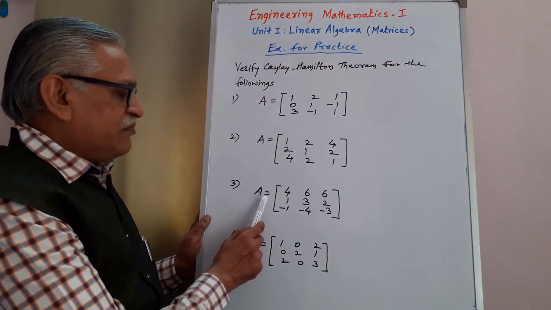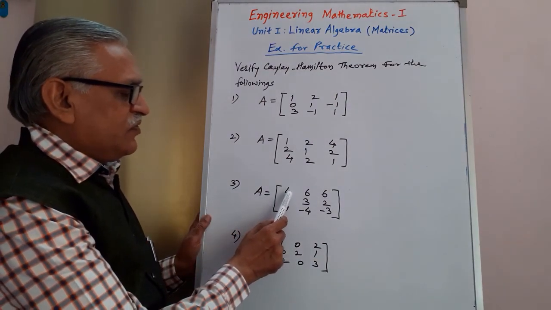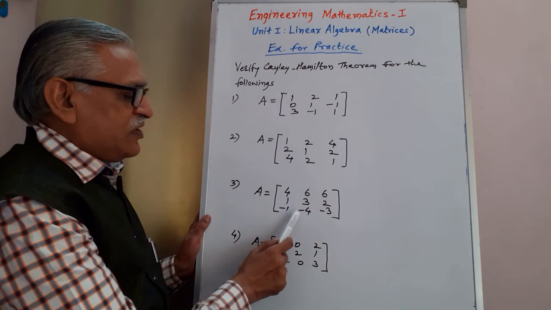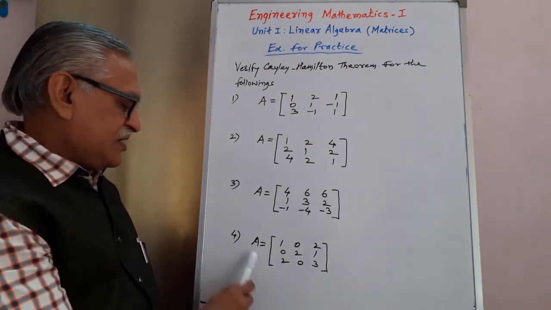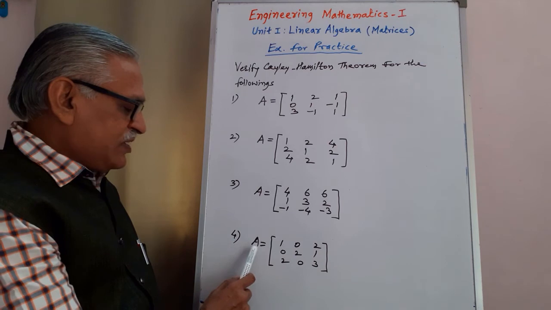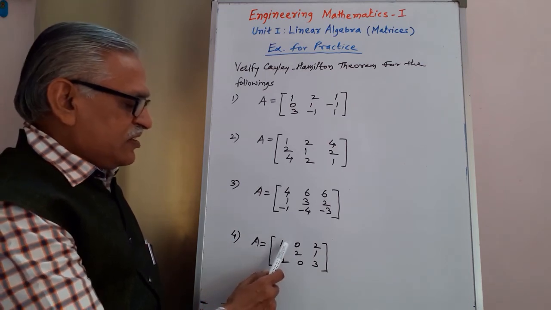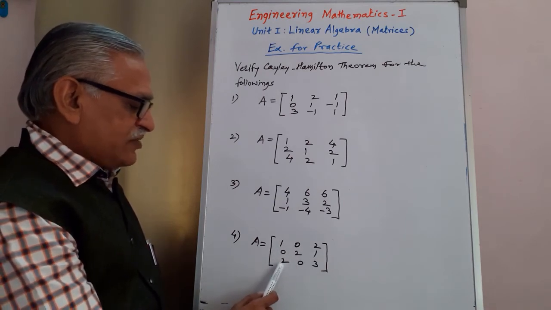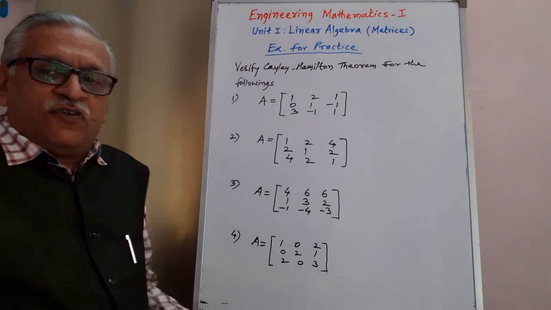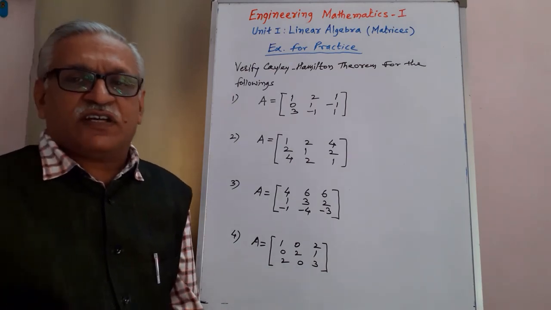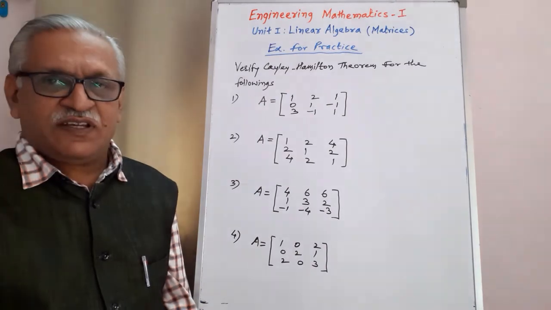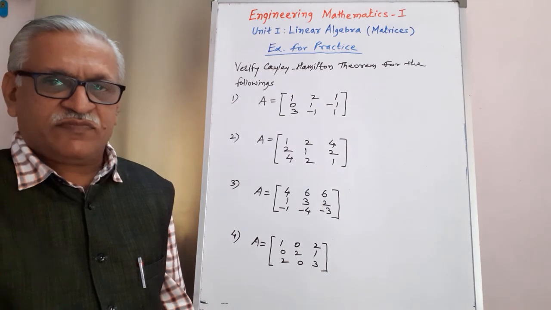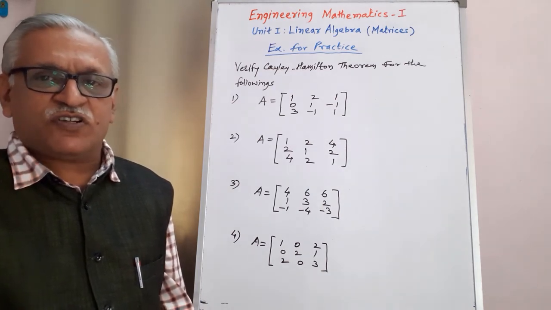Again, a square matrix of order 3 by 3. Third example, matrix A with the elements 4, 6, 6, 1, 3, 2, minus 1, minus 4, minus 3. And last example, fourth example, matrix A with the elements 1, 0, 2, 0, 2, 1, and last row 2, 0, 3. Therefore, try to verify Cayley-Hamilton theorem for all these 4 matrices as per whatever I have discussed in my lecture, today's lecture. In short, I will explain what you have to do.